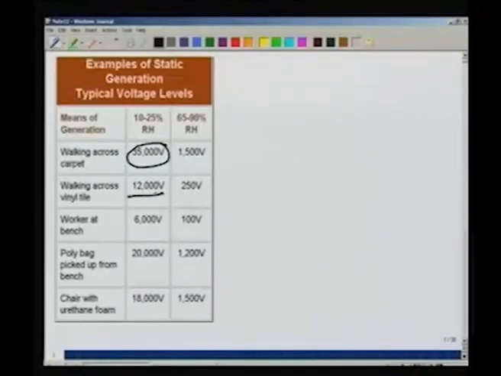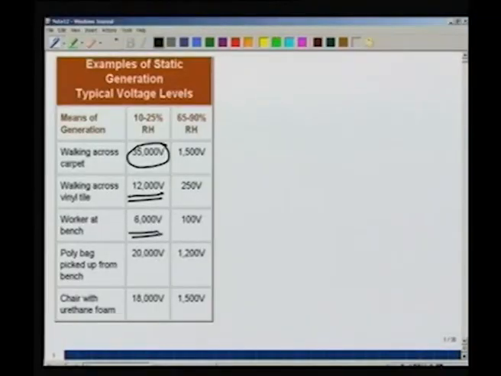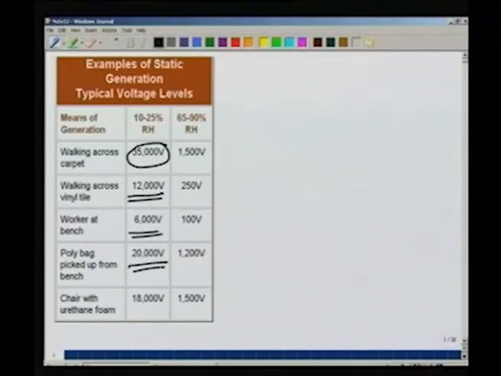If you decide not to walk on a carpet but in a modern house, in modern houses we put vinyl tiles all over the place because we want our houses to look very nice. If you did that, you won't pick up something like 35,000 volts, but you will pick up something like 12,000 volts. What about a worker at a bench? A worker at a bench will be hammering, will be working on a lathe, or he might be doing carpentry. Again, there is a lot of friction, and experts who have made measurements say that you can pick up voltage up to 6,000 volts. If you are working and there is some polythene bag which is a very good insulator, a voltage can be as large as 20,000 volts.